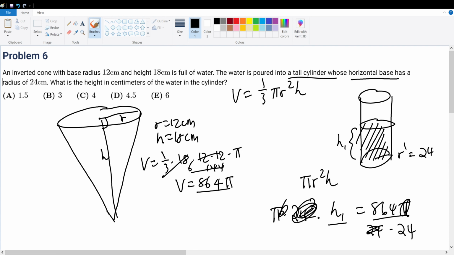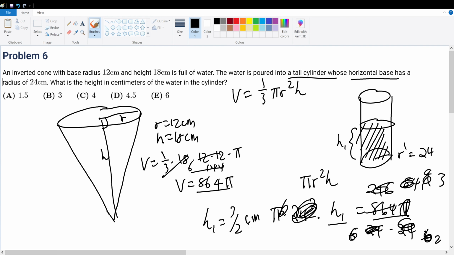But going from here, divide by 4, this becomes 6. Divide by 4, 2, 1, 6. And then that could be divided by 4, so this becomes 6. This becomes 54. And this can be canceled, so 9. This can be canceled by 3, so 2, 3. And pi cancels, obviously. So the height h1 is equal to 3 over 2 centimeters. Now, the answers are in decimal form, so 3 over 2 becomes 1.5 centimeters, bringing you to answer choice A.